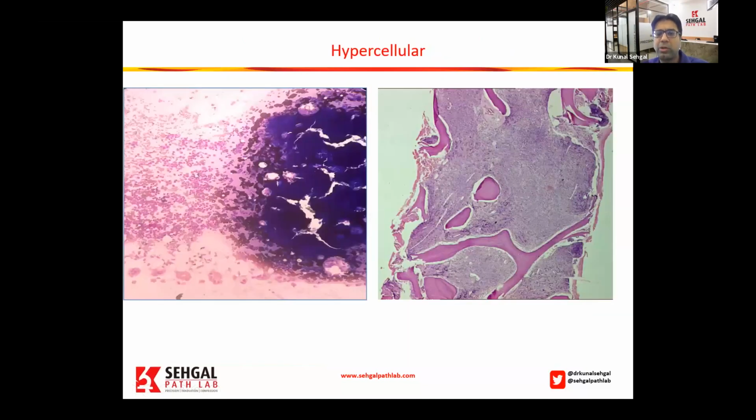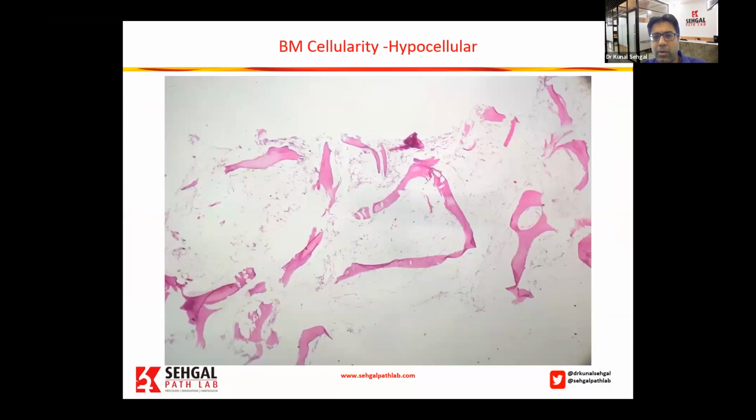Now, this is just to give you an idea. This is a case of acute leukemia. The aspirate looked like packed sheets of cells. When you see the biopsy, zero fat space. So at low power, this is a sheeting pattern. There is no fat. This is classical hypercellularity, which you see in a leukemia or a high-grade lymphoma which is diffusely replacing the marrow. Compared to this, no cellularity at all.